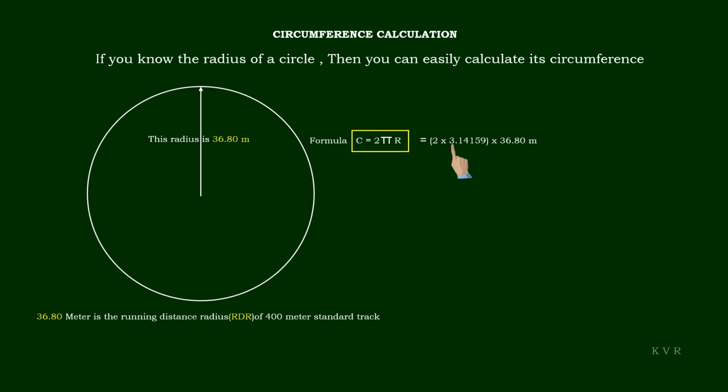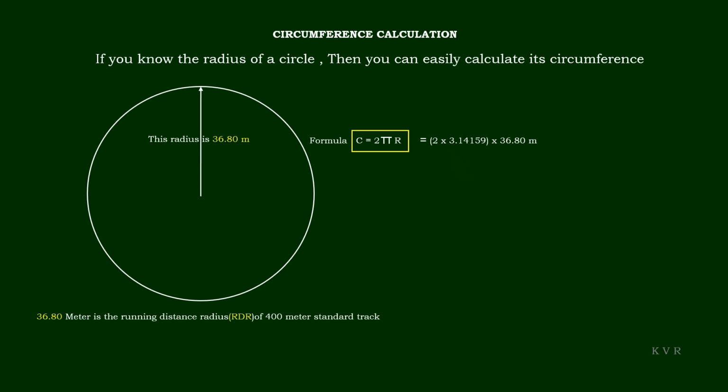Normally we take 2 digits after 3, but here I have taken 5 digits after 3. Then only our calculation will be absolutely correct.